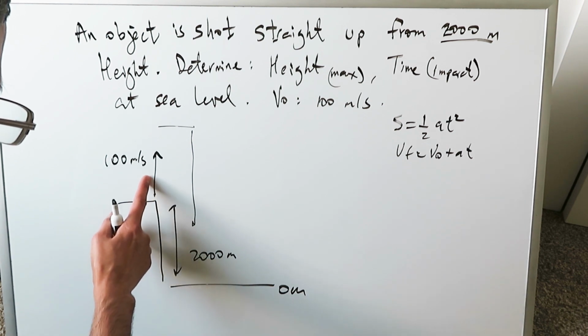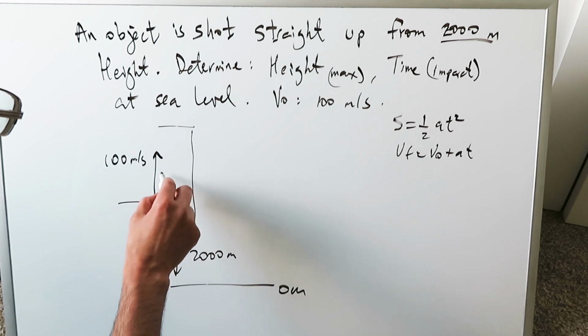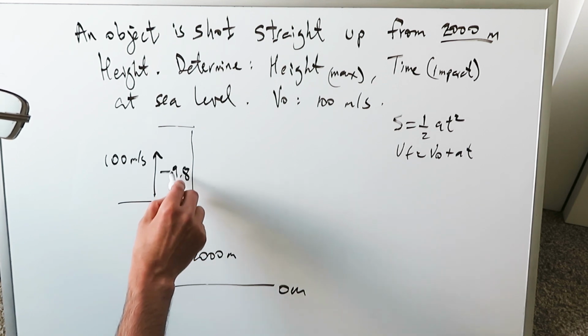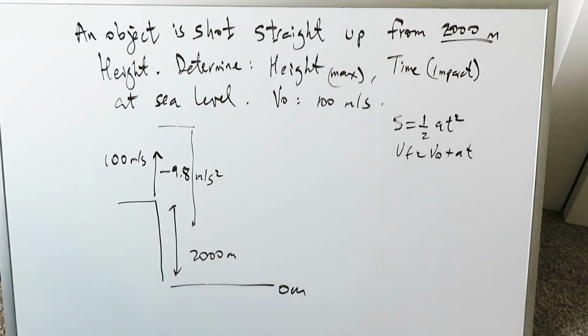When an object is shooting straight up, it is worked against by gravity. Here, gravity must be a vector pointing downwards and opposing it. Therefore, your acceleration or your gravity should be a minus value. If you don't have that minus value over there, we can have a problem.